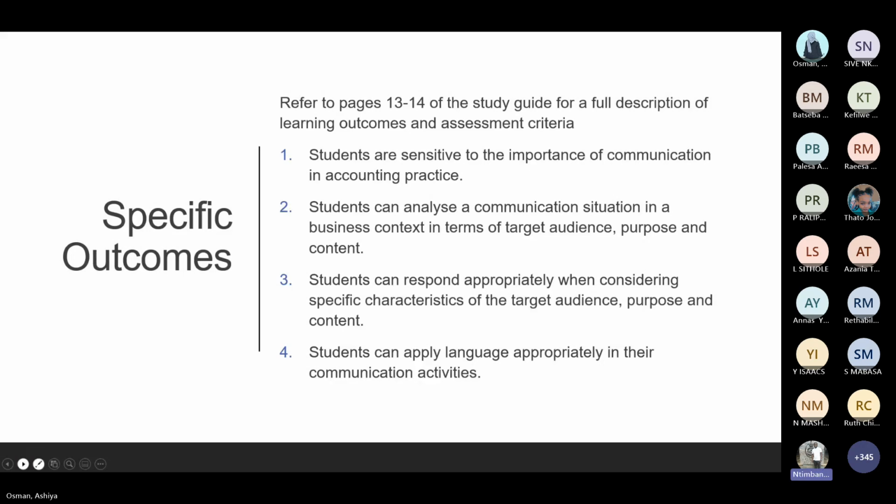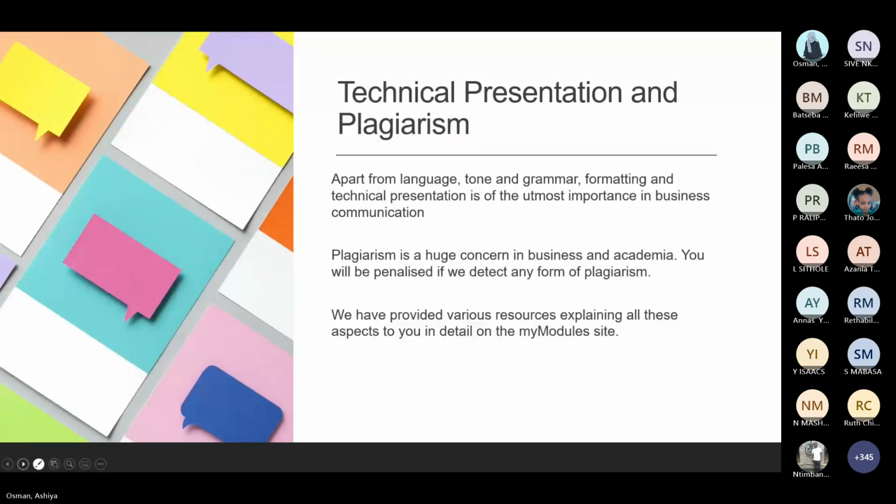And moving forward, so we have the technical presentation. I think my colleague has mentioned part of this. As far as the technical presentation is concerned, first thing first, the technical presentation will require what you find from tutorial letter 301.